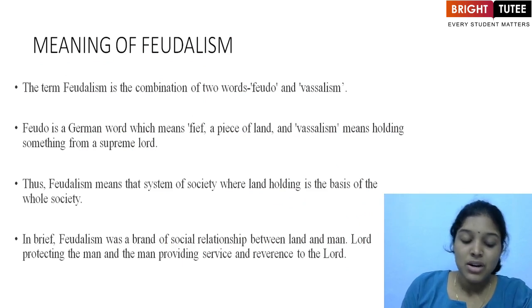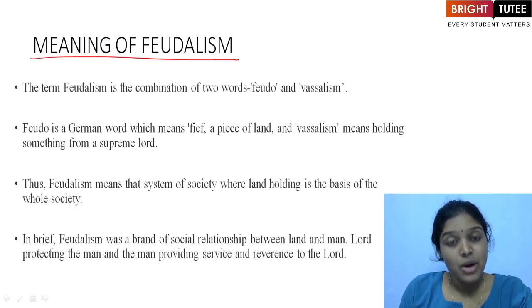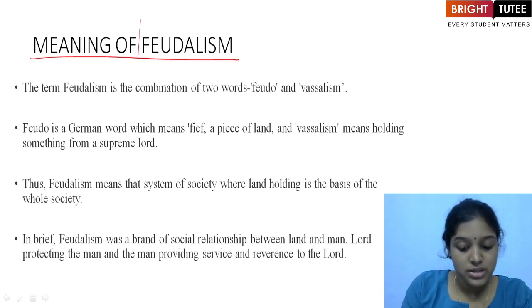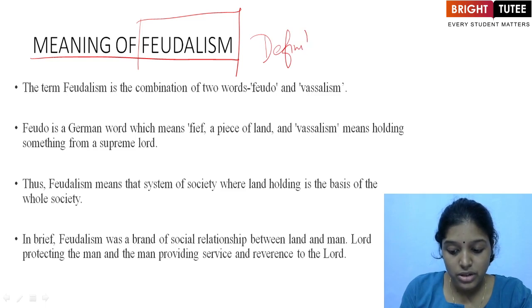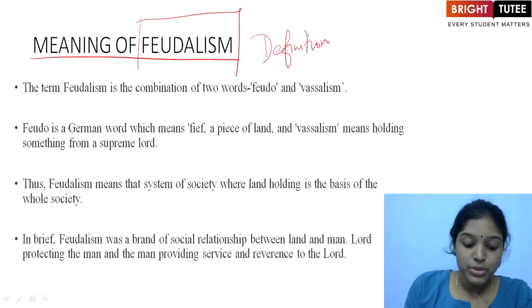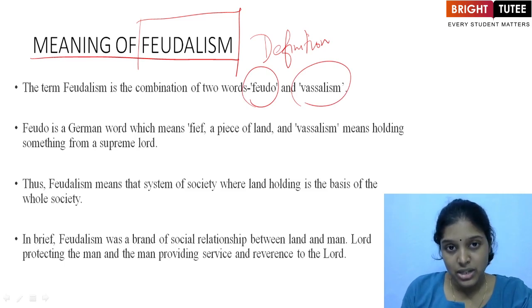Now we see what the meaning of this term is, what it meant, and how it is defined. The definition of the term feudalism. So feudalism is the combination of two words, feudo and vassalism. The literal meaning comes from these two words.